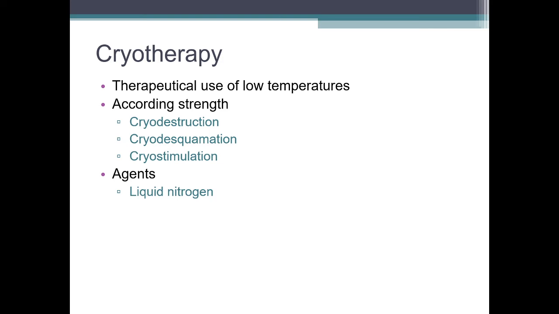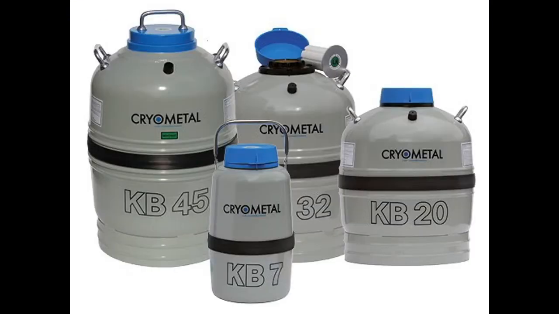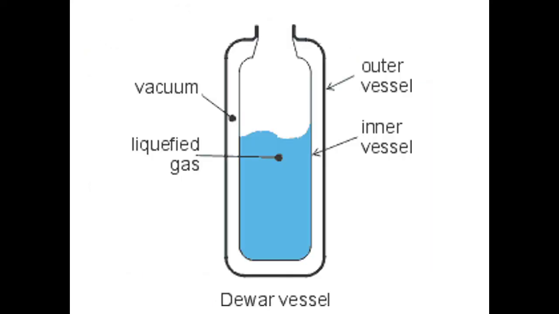There are some different agents that we can use, but in most cases we are using liquid nitrogen. The problem with liquid nitrogen is that it's a very unstable substance. So you need these Dewar vessels to keep the liquid nitrogen inside. It's very volatile.